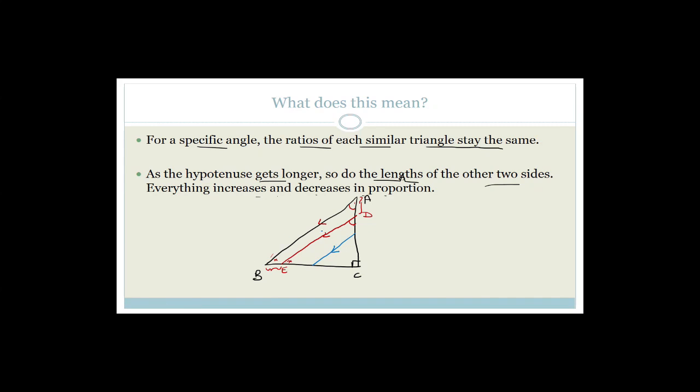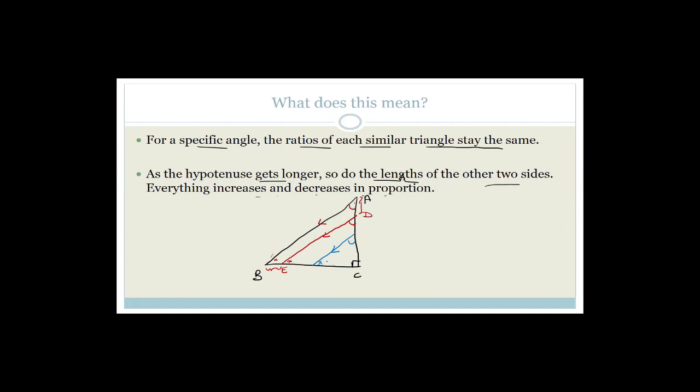So what's happened? I've again drawn a line. I've basically cut this red triangle down further, okay? So again, this angle is equal to that angle. This angle is equal to this angle. So do you agree that this is in proportion again?